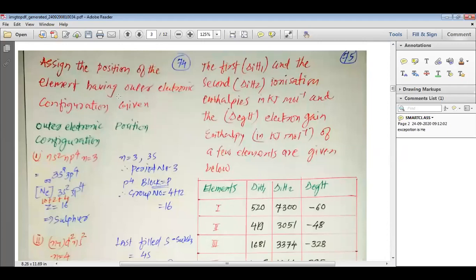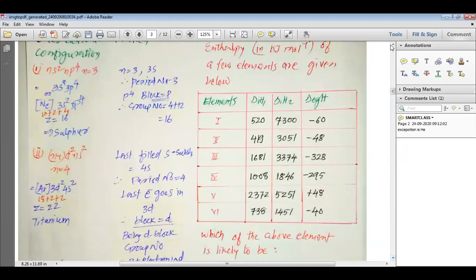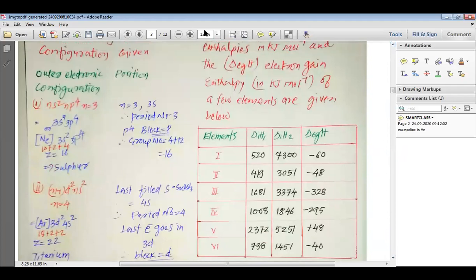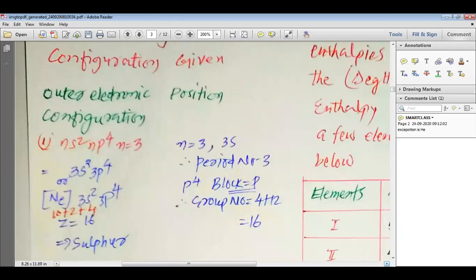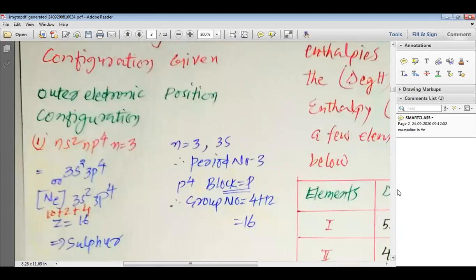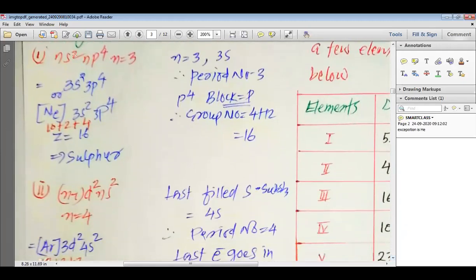Assign the position of the element having the given outer electronic configuration. Here I have tried to write the outer electronic configuration as well as the position regarding a particular electronic configuration. Let us look at it one by one so that we can understand it well. Now look at the first case. You have ns2 np4 and n is equal to 3. When n is equal to 3, we can consider it as the third period. So we can write this electronic configuration as [Ne] 3s2 3p4.